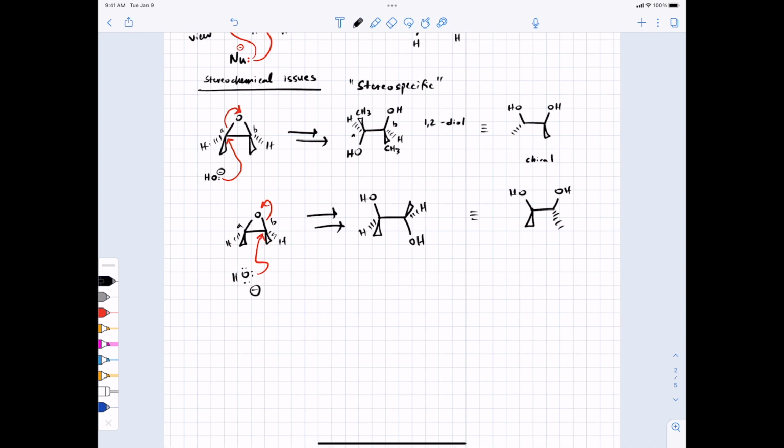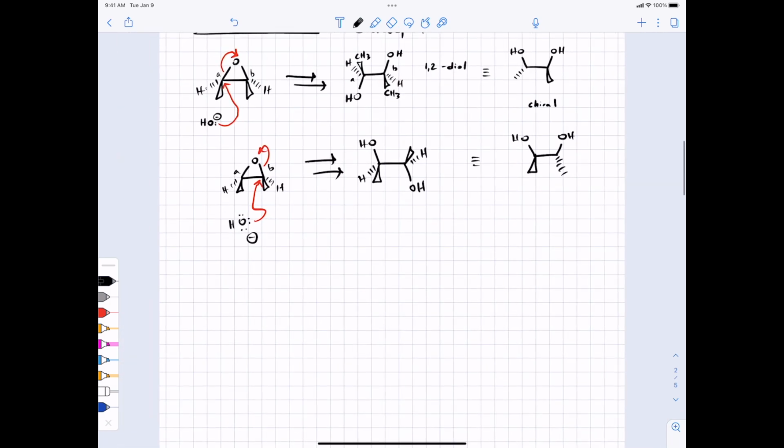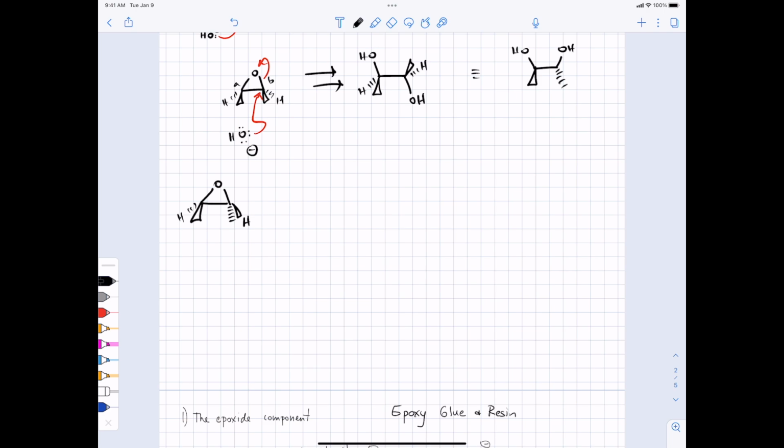Now, to illustrate this, let's choose a different epoxide diastereomer. Instead of choosing the meso epoxide, let's choose one of the two enantiomers, where one methyl group is up and the other methyl group is back. Now that is a chiral starting material. Or rather, that starting material is chiral.